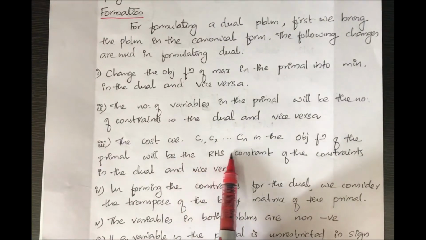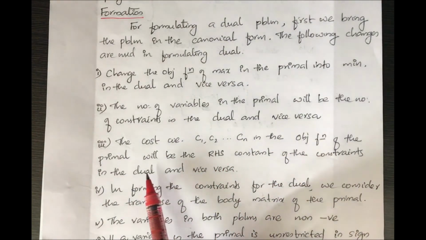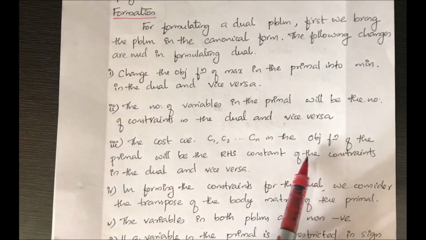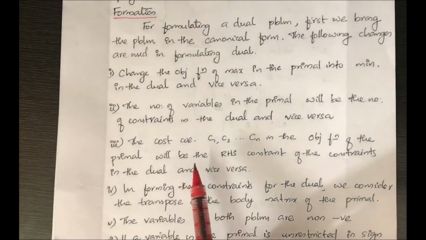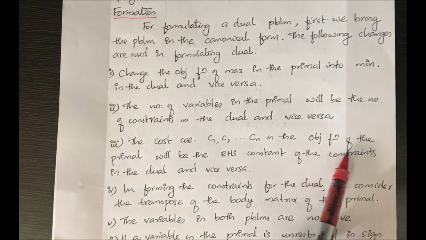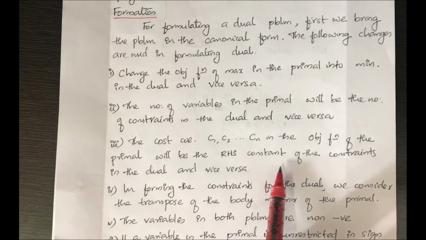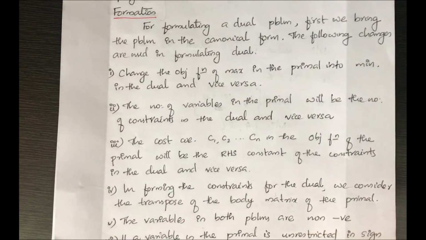Third, the cost coefficients C1, C2, etc., Cn in the objective function of the primal will be the right hand side constants of the constraints in the dual, and vice versa. That is, the cost coefficients in the primal are the right hand side of the constraints in the dual, and similarly the right hand side of the constraints in the primal will be the cost coefficients in the dual.